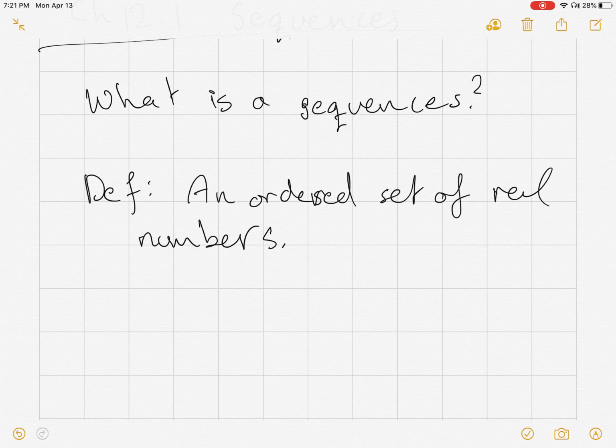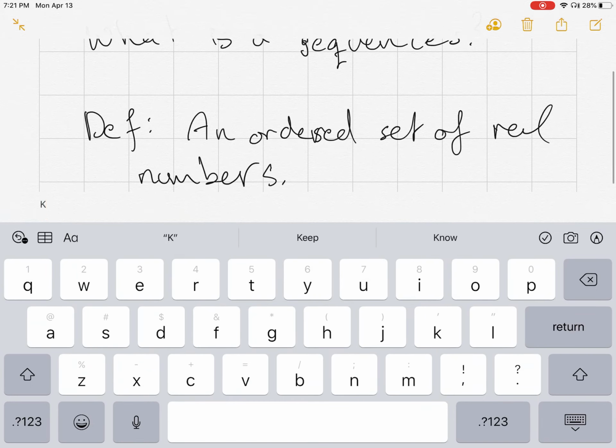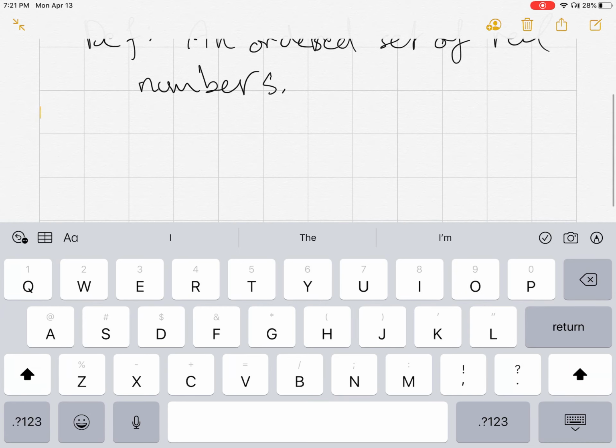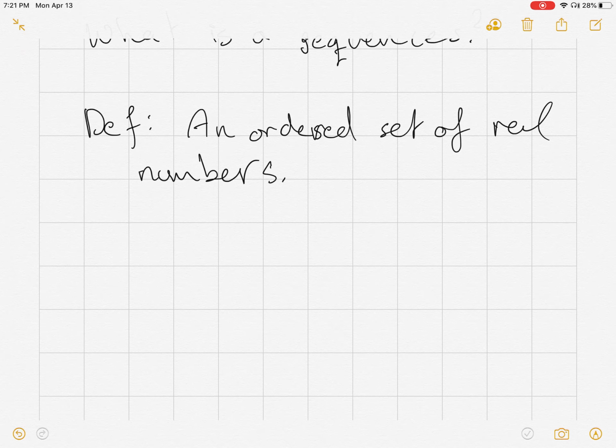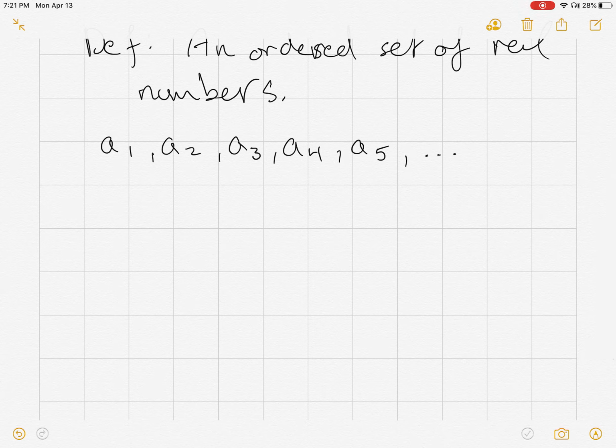All right? So an example of something like this would be something along the lines of we can take a1, a2, a3, a4, a5, on and on and on. So in this case, each of the a sub numbers is just an element of our sequence, and we know which order they come in because we just start from the left, go to the right. Lower numbers come before higher numbers, right?